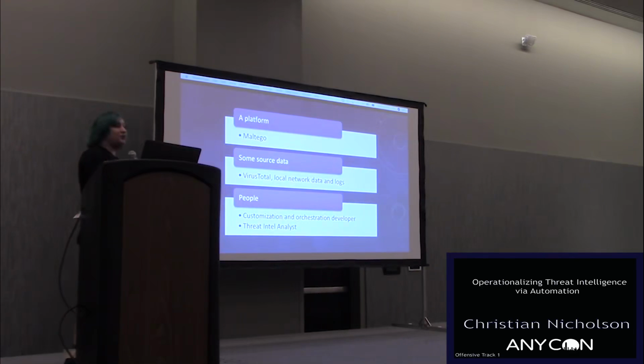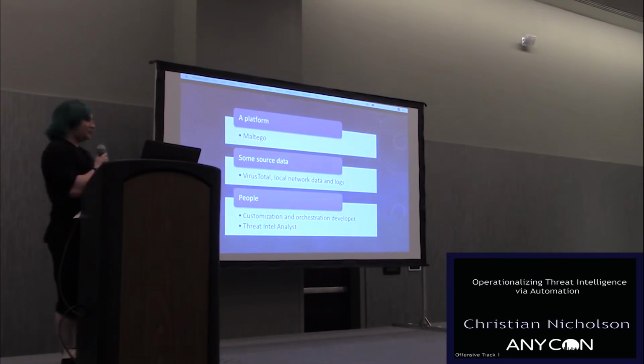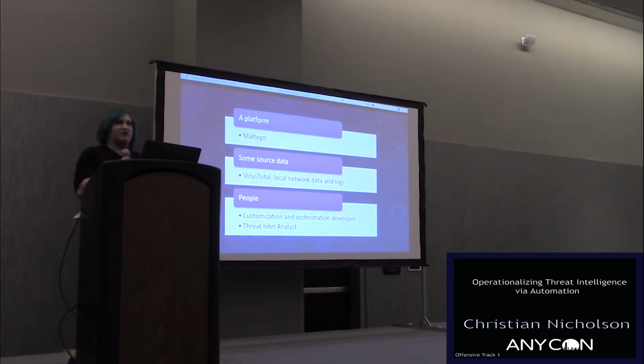We'll also be using local network data and data logs. Now, the last thing, and the most important part of a threat intelligence program, and we talked about it a little already, is people. So when automating and operationalizing a threat intelligence program, there's two roles that are really important.